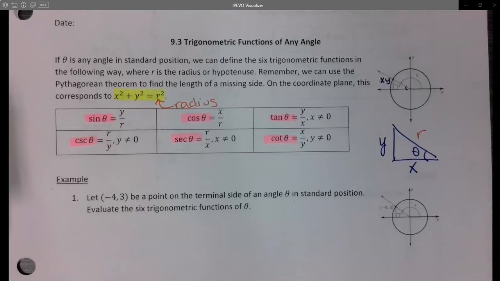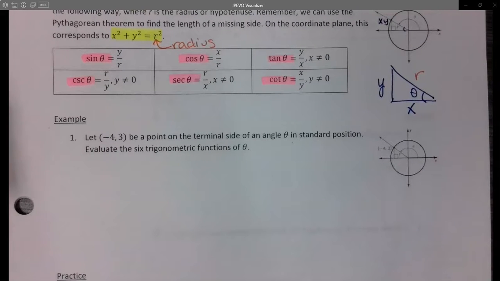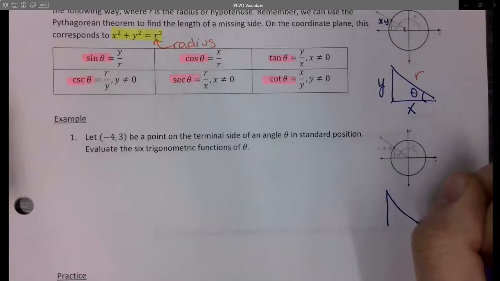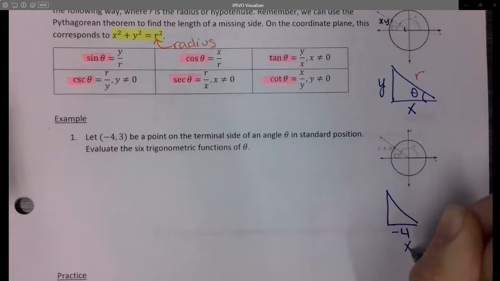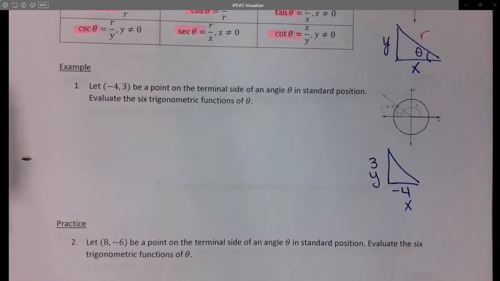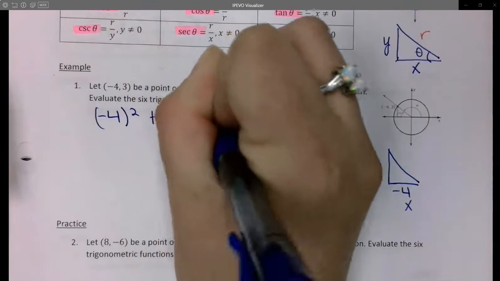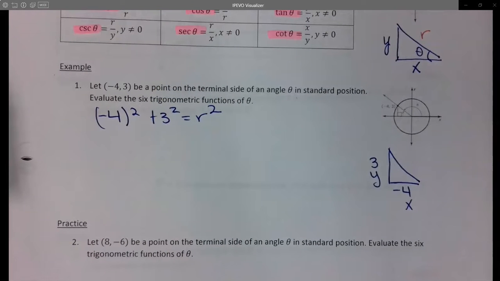Once I have my coordinate points and I find my radius, I can plug back into these formulas to get my trig values. Number 1 is telling me negative 4, positive 3 is a point on the terminal side. So what that means is my x value is negative 4, my y value is 3, and then I need to solve and find my radius. I want to plug into my Pythagorean theorem. I have negative 4 squared plus 3 squared equals r squared. Negative 4 was my x, 3 was my y.